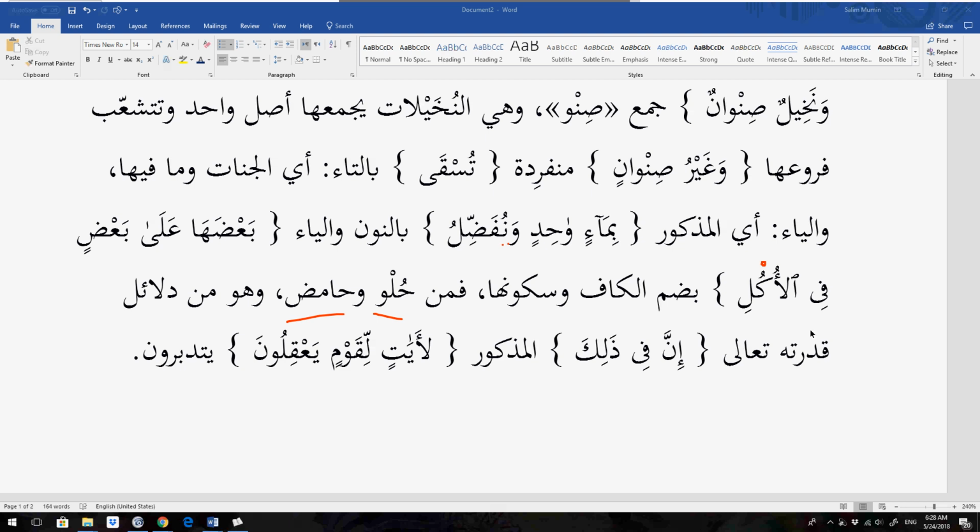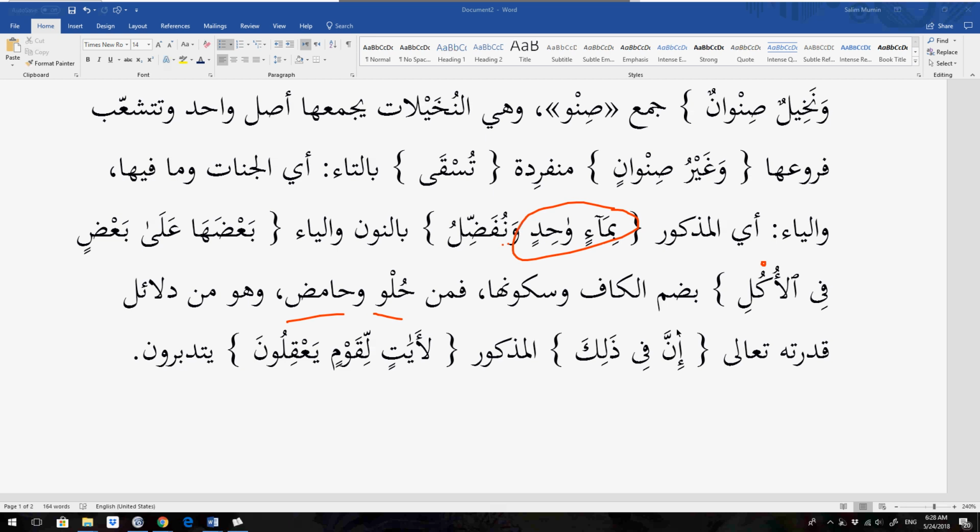وَهُوَ مِنْ دَلَائِلِ قُدْرَتِهِ تَعَالَى, and again, this is from the proofs of His power. This is showing the proof of the power of Allah. Though they all come from the same water, this is the idea we're going to be speaking about. From one and the same water in the land.